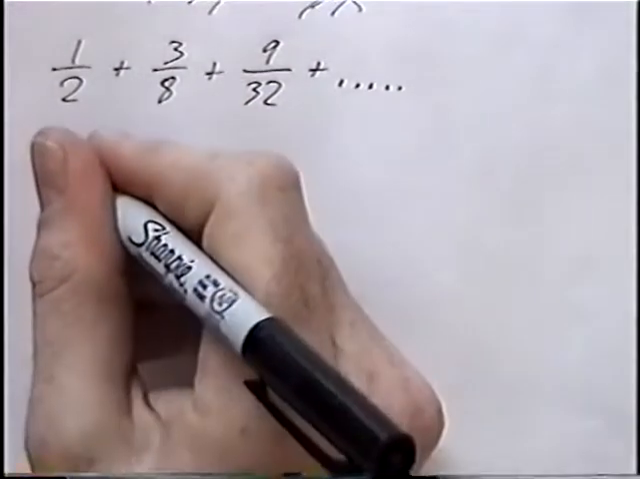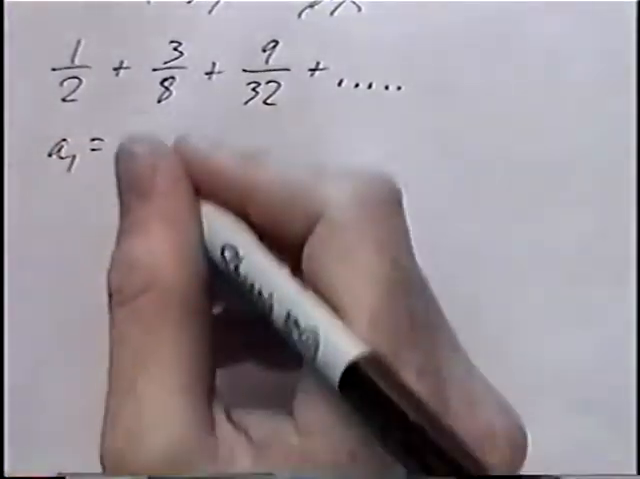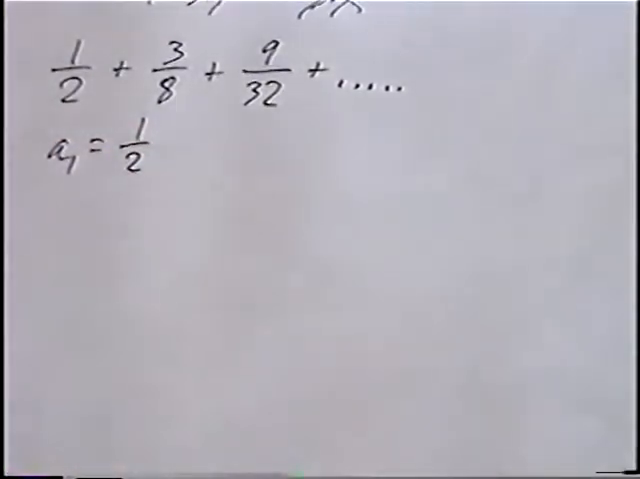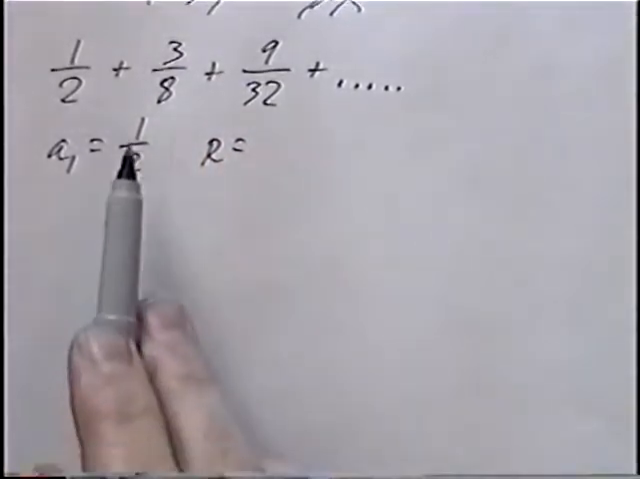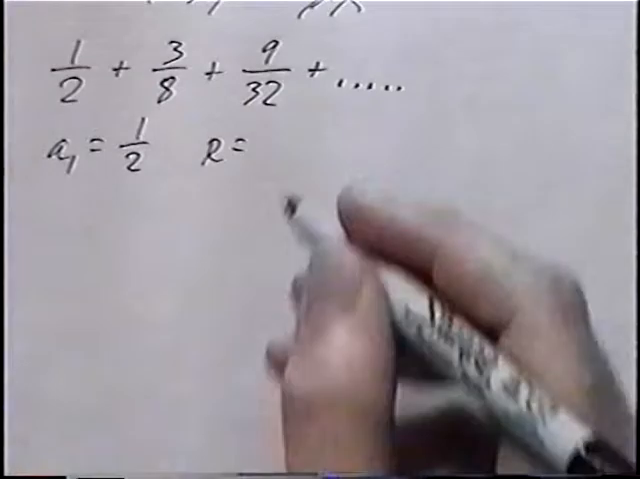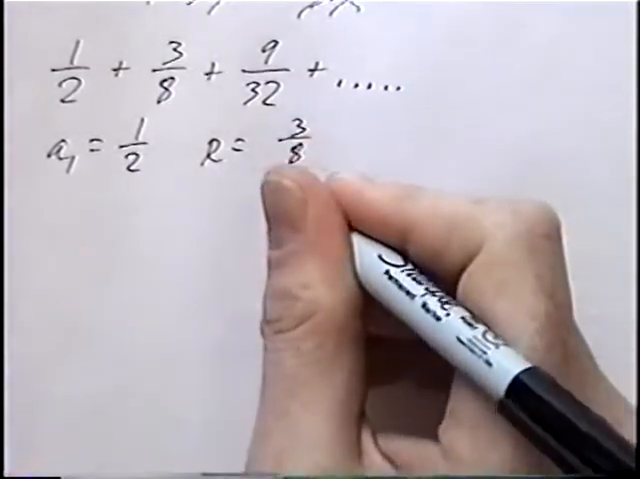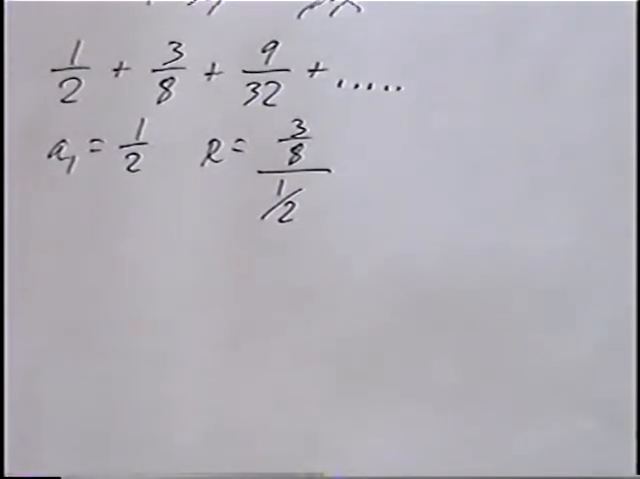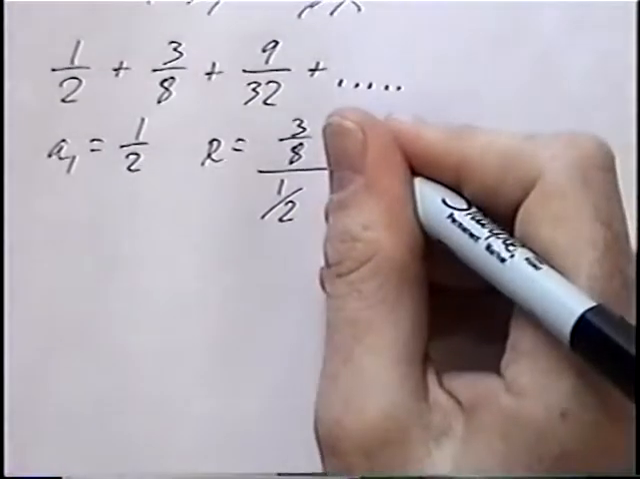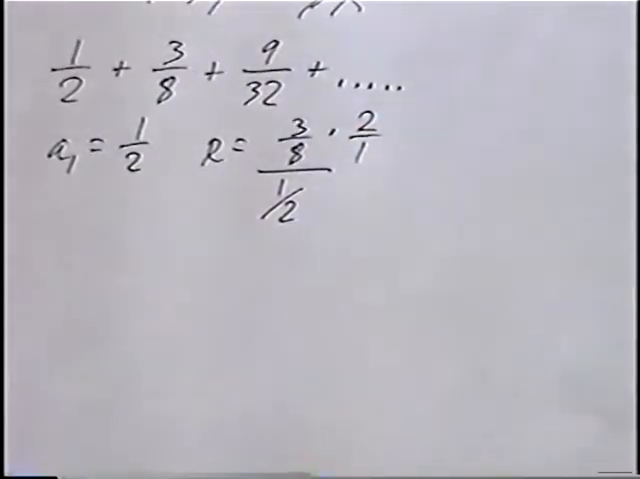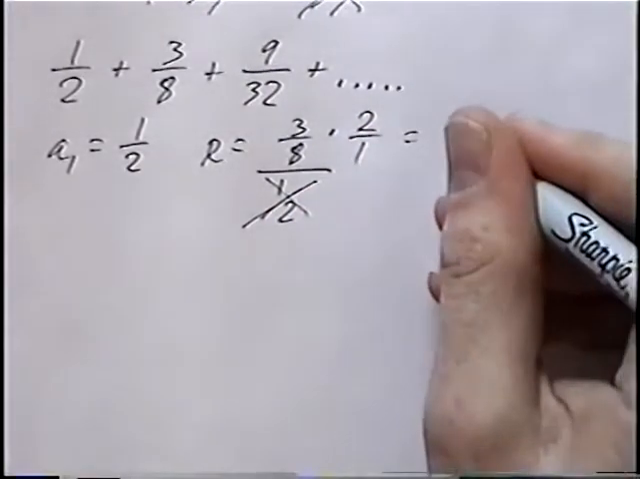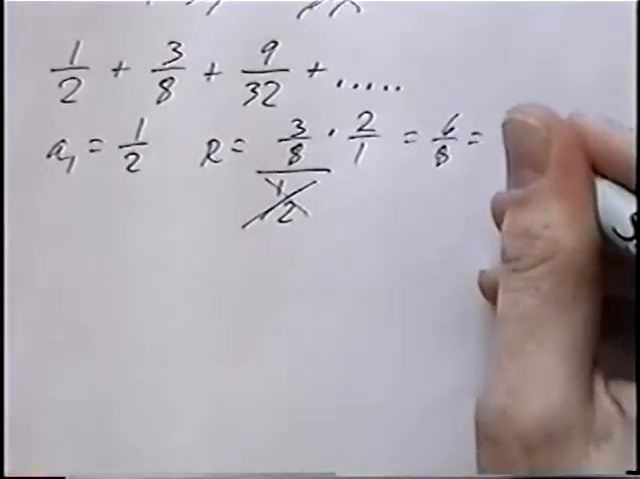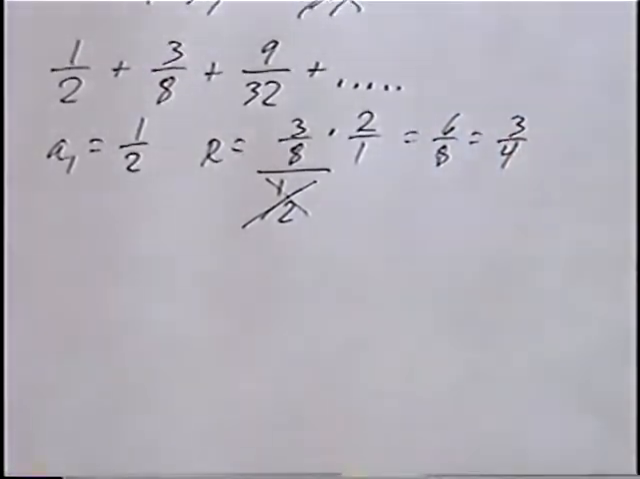For this equation, we need the first term, a sub 1, which is the first number, 1/2. And we also need the rate, which we can find by taking the second number divided by the first number. So 3 over 8 divided by 1/2. And again, instead of dividing by 1/2, we can multiply by the reciprocal, 2 over 1, which would equal 6 over 8, which reduces to 3/4.